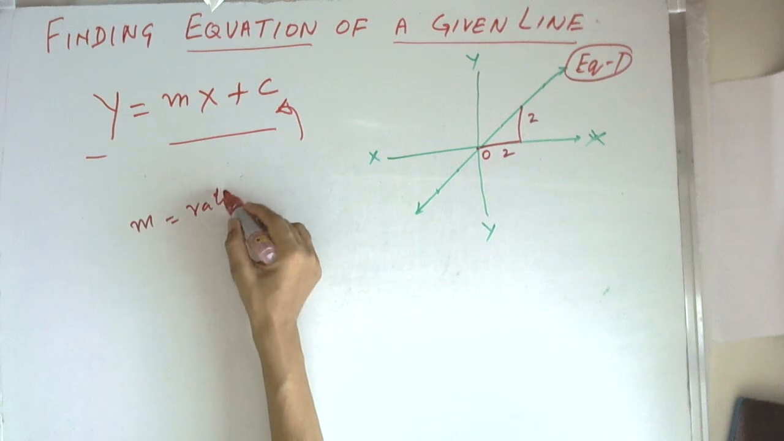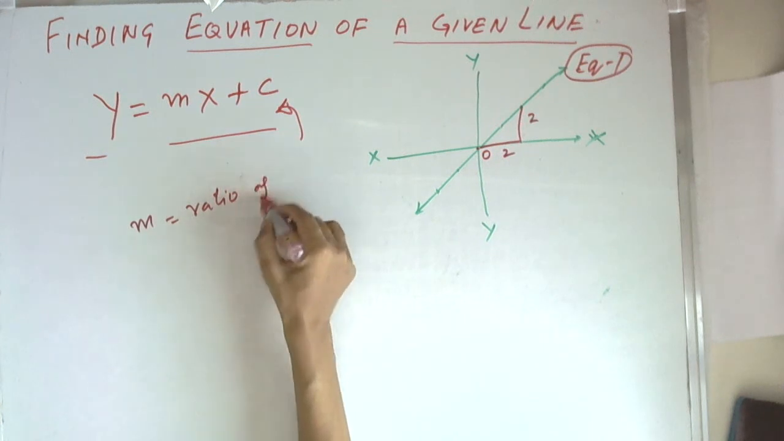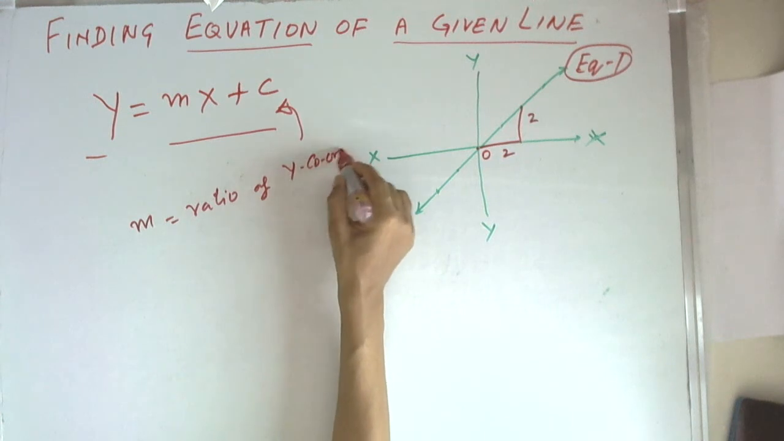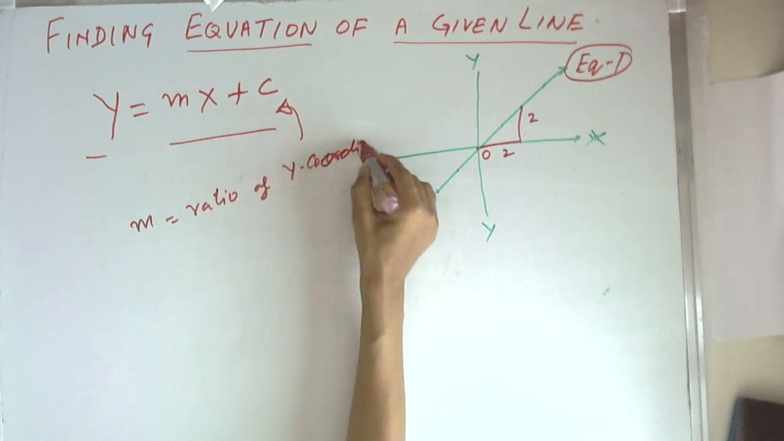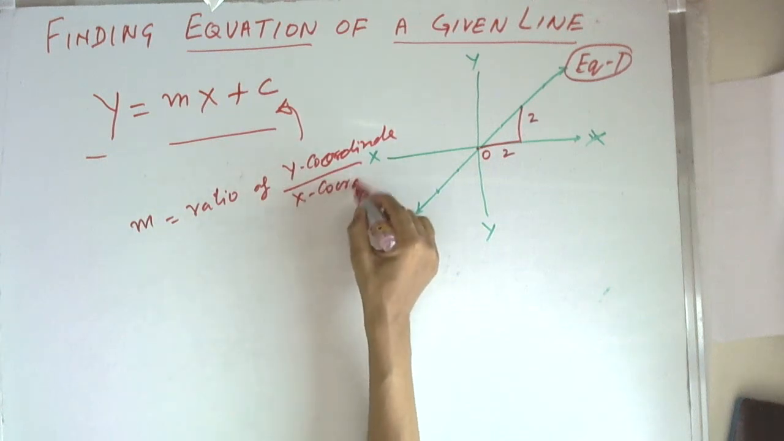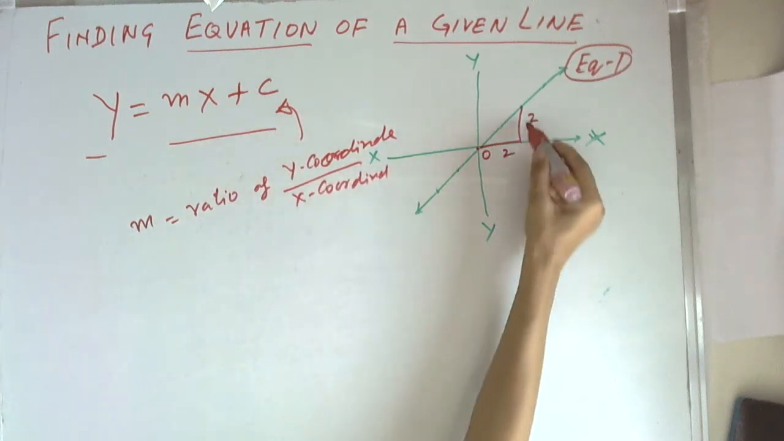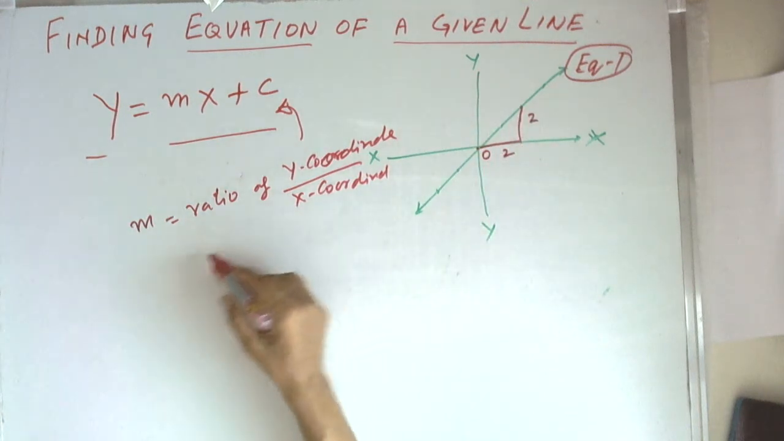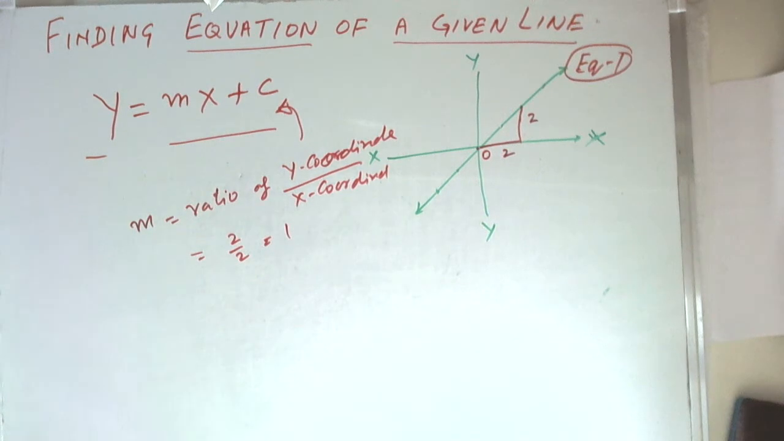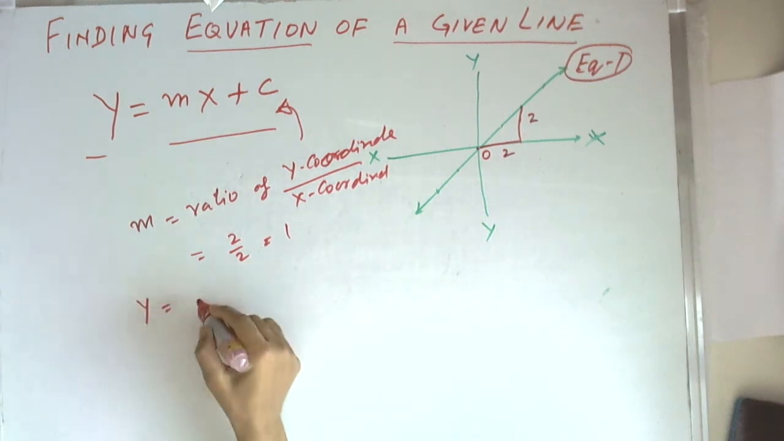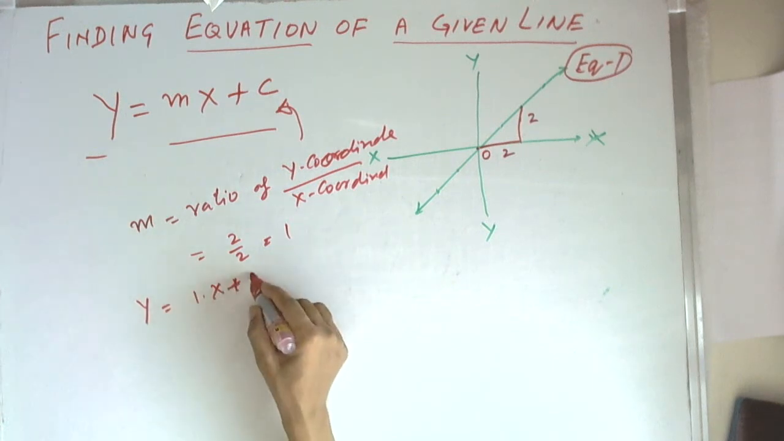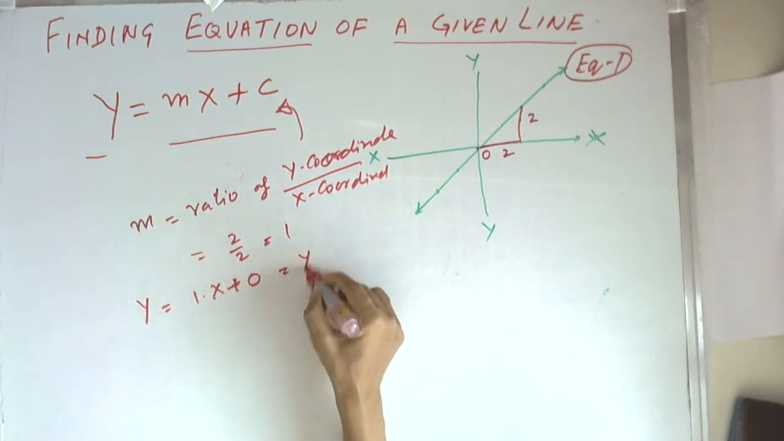the ratio of y coordinate over x coordinate. So in this case it is 2 and 2. So in this case it is 2 over 2, which is equal to 1. So the equation will become y is equal to m, which is 1, x, and because it is passing through the origin, c is 0. So the equation is y equal to x.